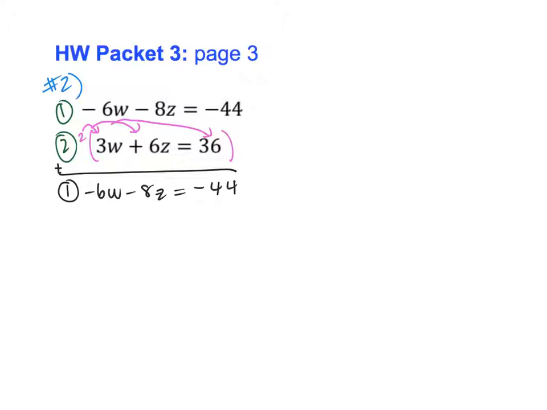So if I multiply by 2, you get 6W, positive 6W. 2 times 6 gives me 12Z, positive 12Z, and then 2 times 36, well, that's going to give me 72.